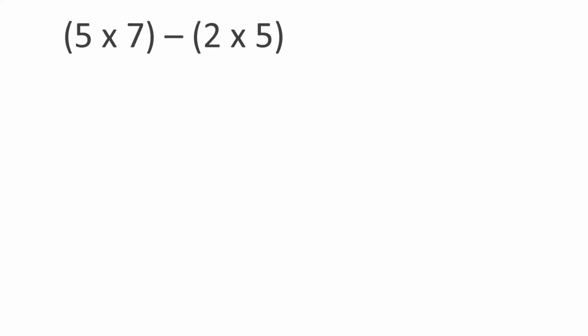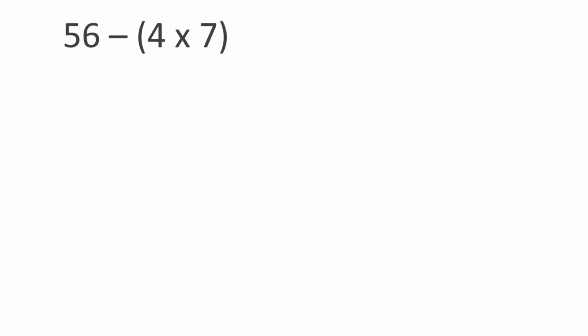5 by 7 minus 2 by 5. 7 5s are 35. The second bracket, 2 5s are 10. So what we actually have is 35 minus 10. Final answer, 25. 56 minus 4 by 7. We do the brackets first. 4 7s are 28. So what we actually have is 56 minus 28. So our final answer will also be 28.